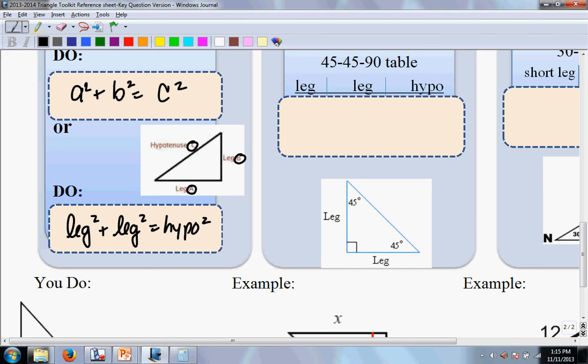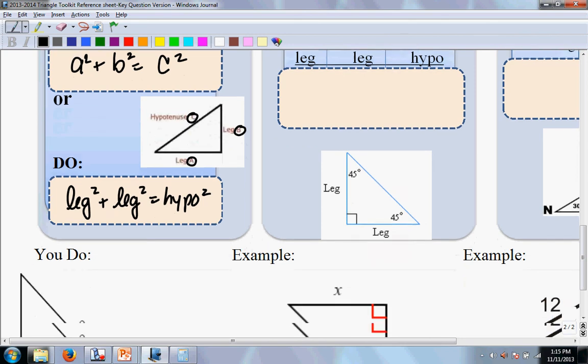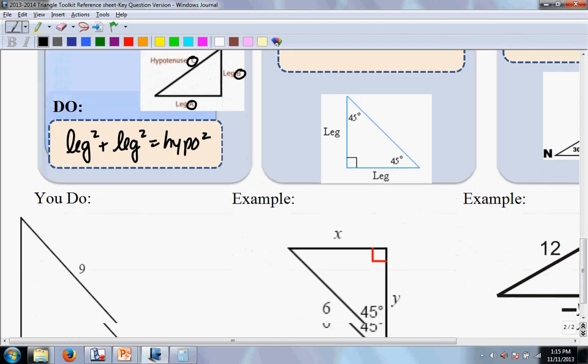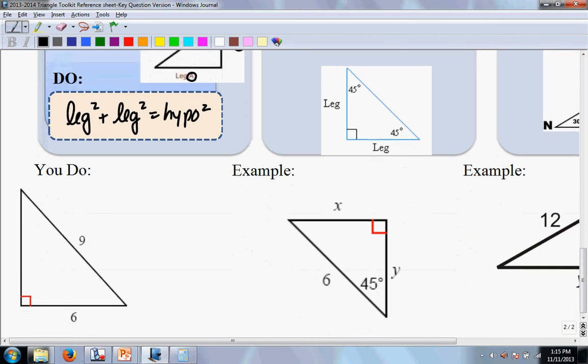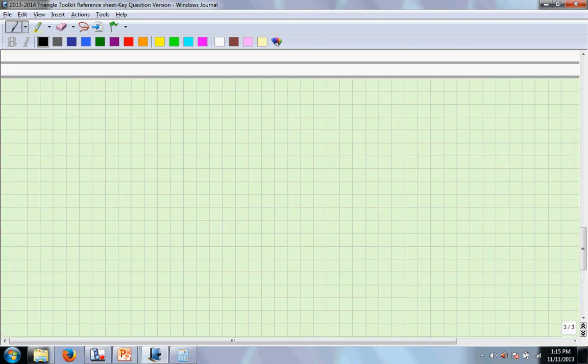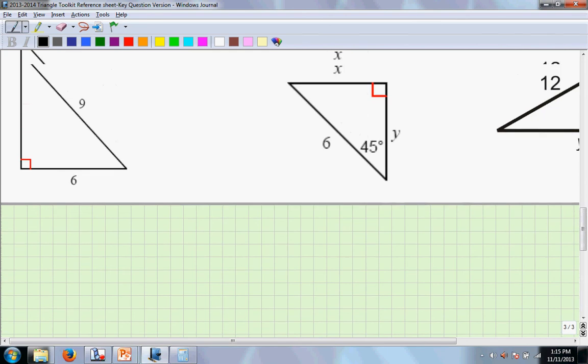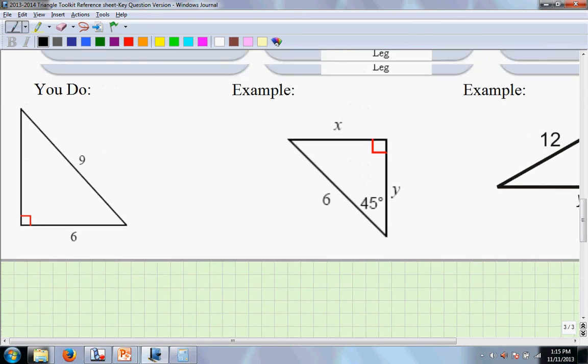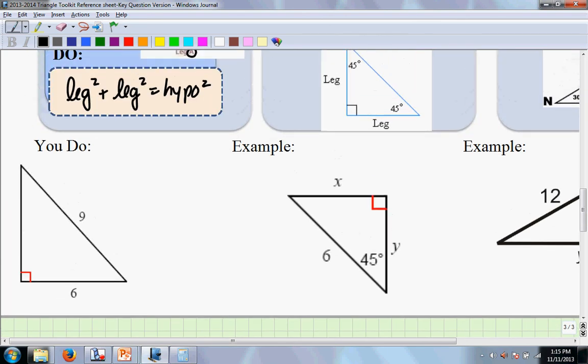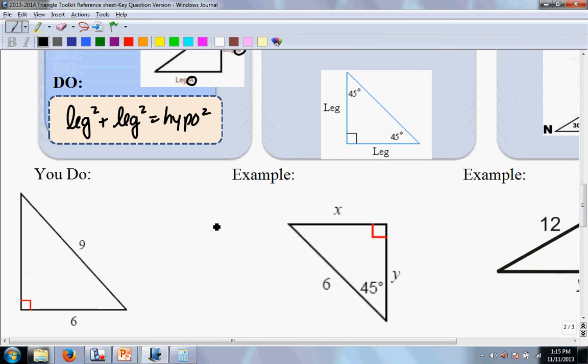You use this when you have two sides and you need a third side. So for example, we see here we have a leg and we have another leg and we want the hypo. Always label your sides: leg, leg, and hypo.